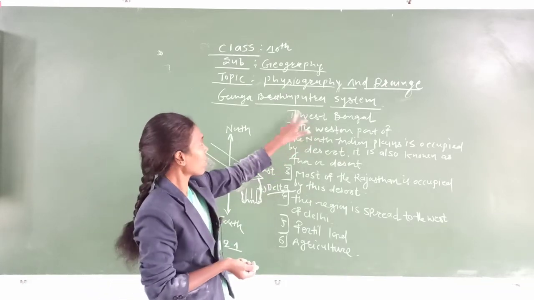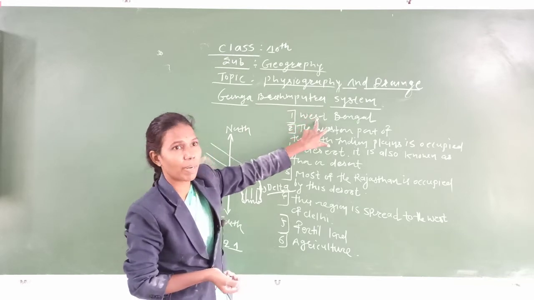First what? This Ganga Brahmaputra system consists of the part of West Bengal.